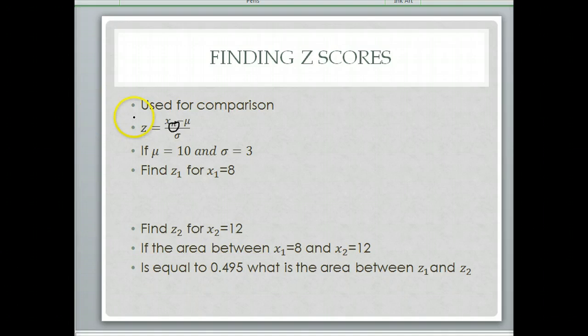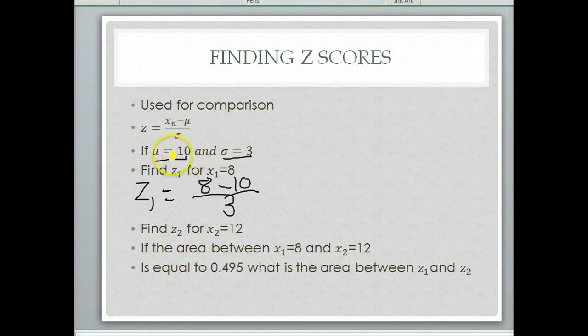So for this particular distribution, the mean will be equal to 10 and the standard deviation equal to 3. We want to find z1 for a student who scored an 8. Now the 8 goes in the x spot. Let's erase this circle so we can see that this is the x score right here. The x score, the individual student score, or individual person score, is 8. We subtract the mean and divide by the standard deviation.